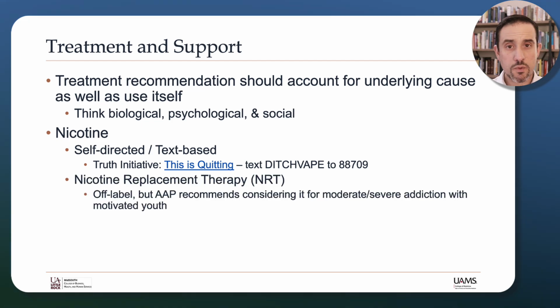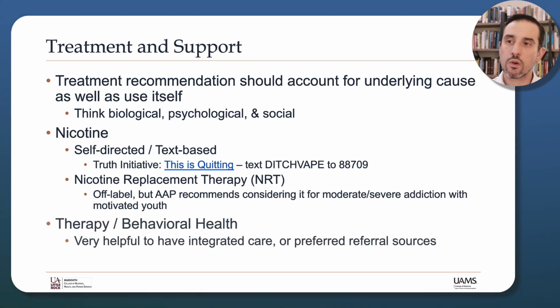NRT, nicotine replacement therapy, is also a viable option. It is off-label, but the AAP, American Academy of Pediatrics, does recommend considering it for moderate to severe addiction with motivated youth to quit. So it's worth reading up on what they have to say about it, even though it is not FDA approved under 18. It's worth reading their recommendation and then using your clinical judgment.